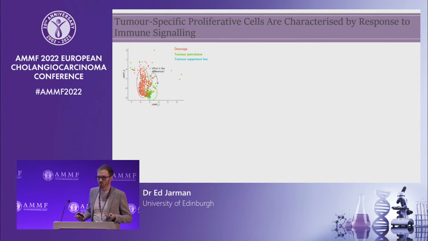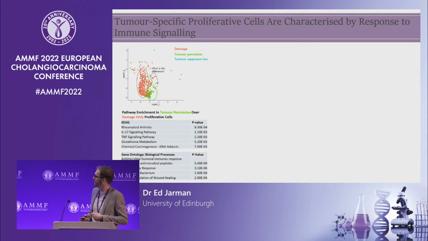So obviously we want to pick out what the differences are in the transcriptional profiles between these 2 groups to understand why the tumor permissive proliferative cells might be leading to tumor initiation. And if we look at, in a broad brush approach, KEGG pathways or gene ontology, actually what we see is a lot of immune signaling changes, which is quite interesting.